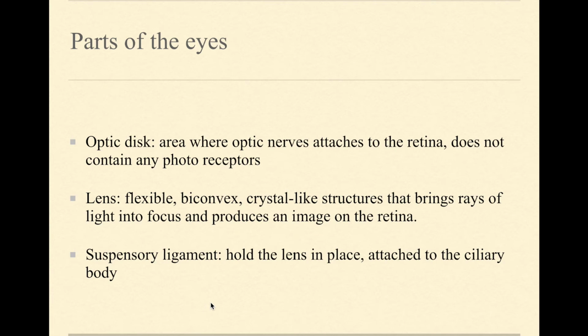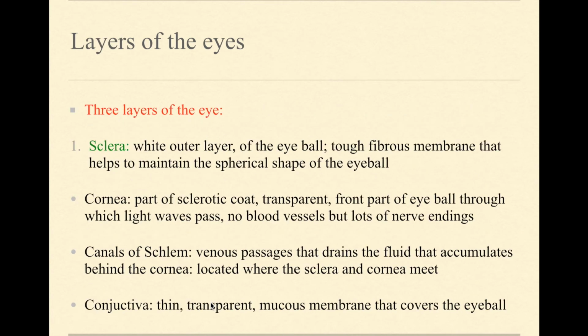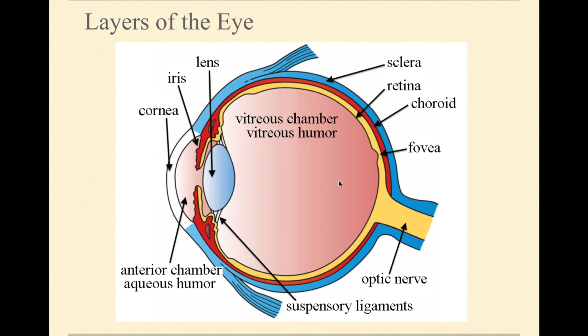The lens is a flexible, biconvex, crystal-like structure that brings rays of light into focus and produces an image on the retina. And the suspensory ligament holds the lens in place, and it is attached to the ciliary body, which is the intrinsic muscle, as you can see here. So the optic disc could be located in here. The suspensory ligaments are here, which hold the lens together.